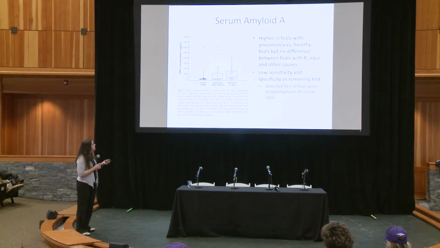And to your point, one of the problems we have is that the SAA was higher in foals with pneumonia compared to healthy foals, but there was no difference between foals with Rhodococcus and foals that had pneumonia for other reasons. So it allowed you to pick out, okay, this foal's sick, which you probably already knew from looking at the foal, but it didn't help you know that it was from Rhodococcus.